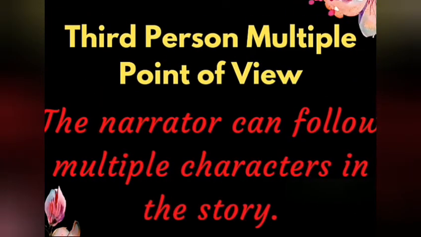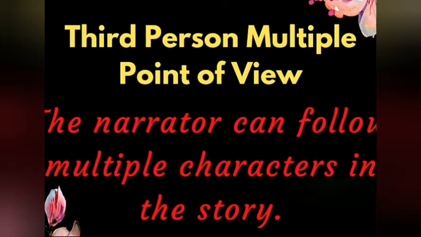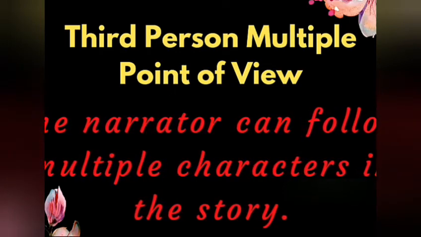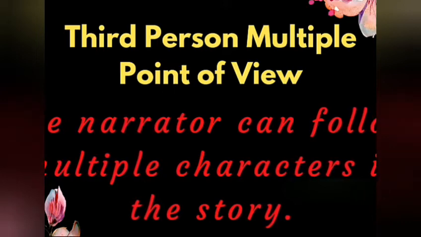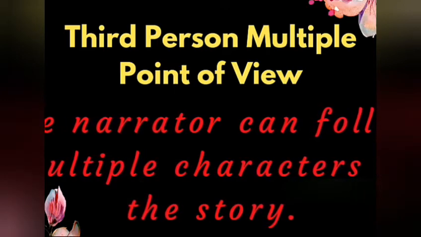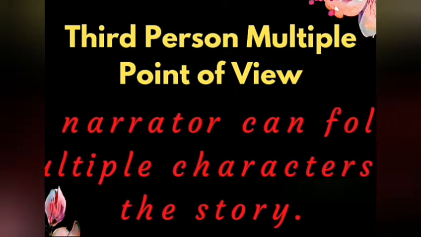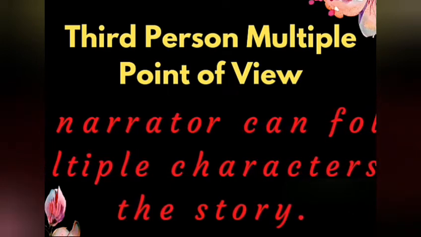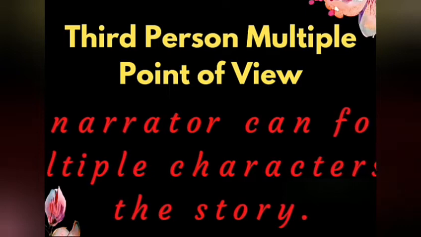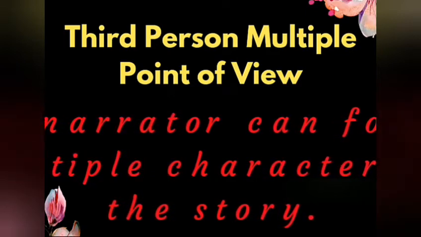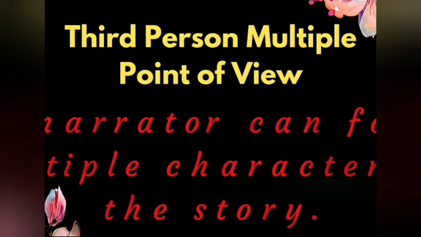Third person multiple points of view. The narrator here can follow multiple characters in the story, but he lets the reader know when he is switching from character A to character B. He usually does this through chapter breaks or section breaks.